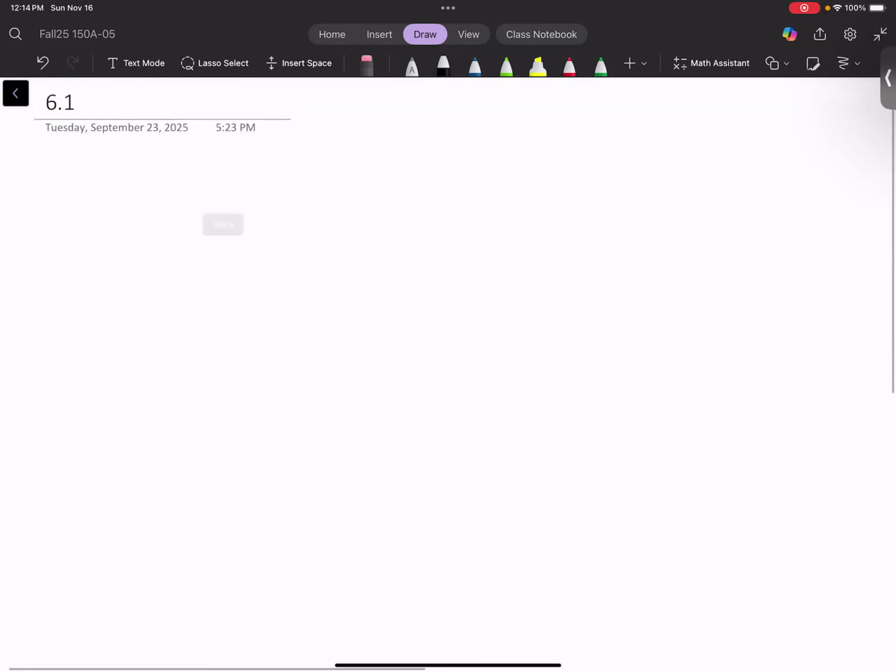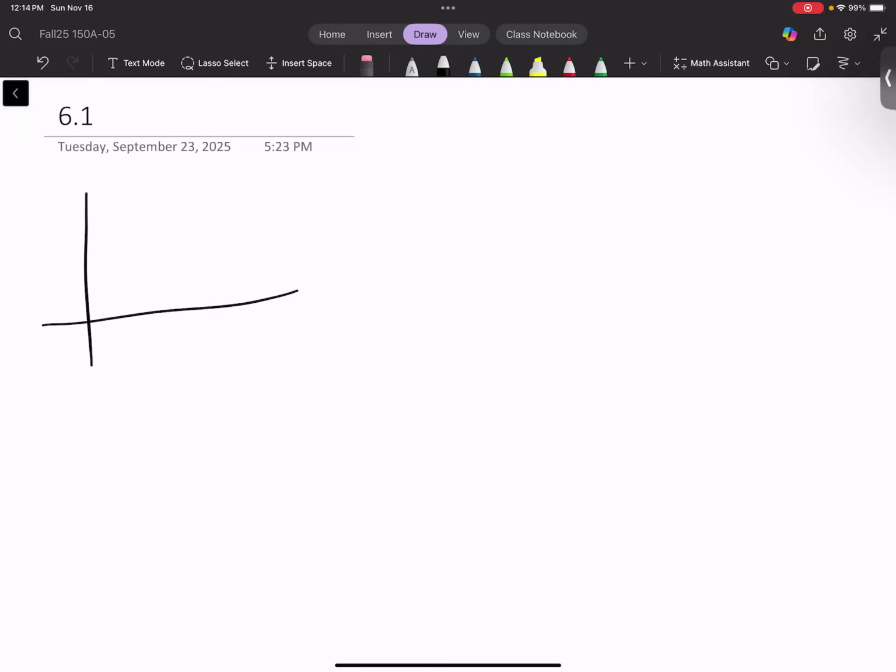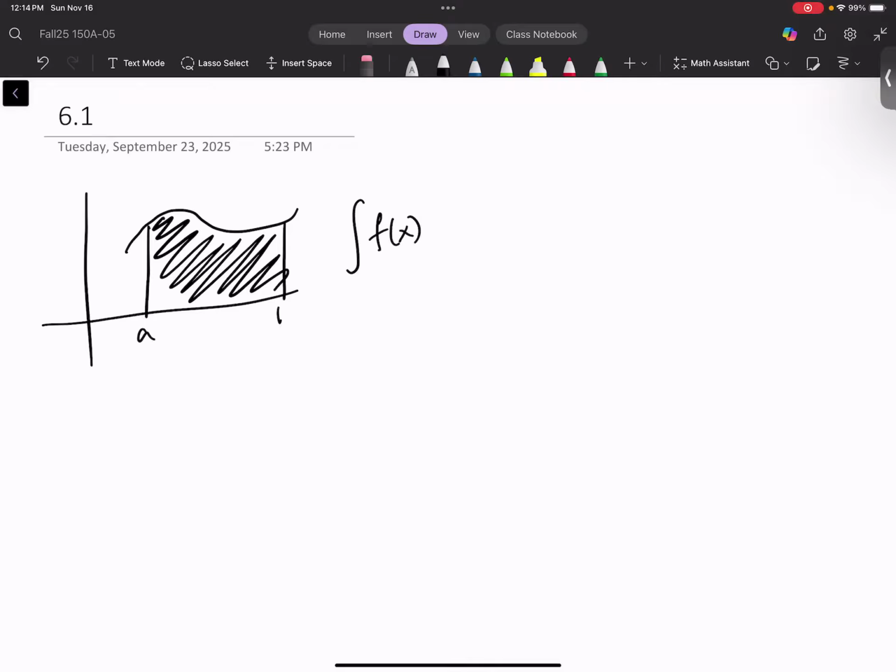Let's just recap what we know. So I have, maybe, a function here. Because this function is above the x-axis, my integral is just the area. So my integral from a to b of f of x dx is just the area under the curve f of x.